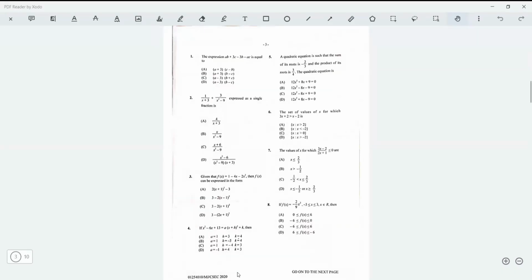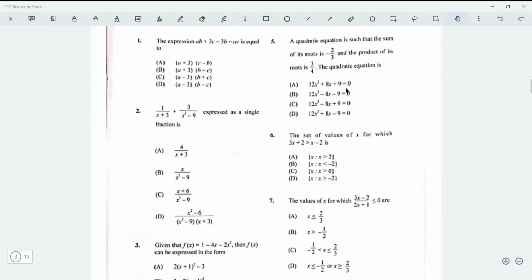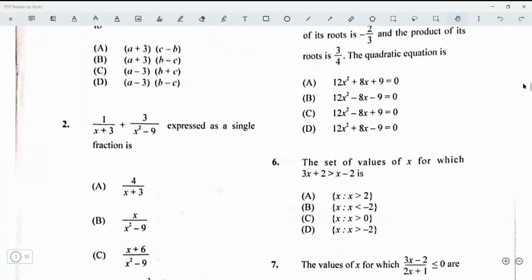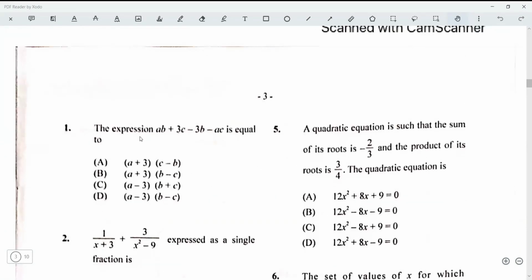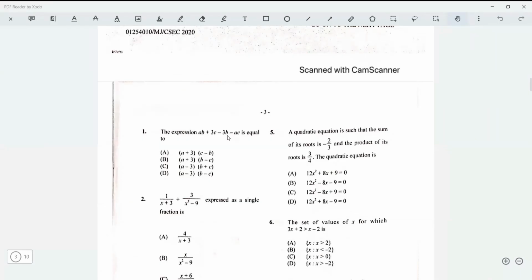So now this is ADMAT 2020. The first one says right here, the expression AB plus 3C minus 3B minus AC is equal to, let's go ahead. All we need to do now is group like terms. So now we have AB, and I can rewrite it as minus 3B plus 3C minus AC.